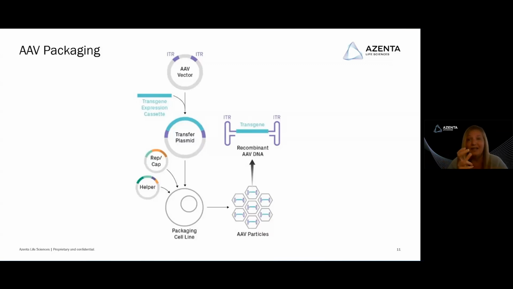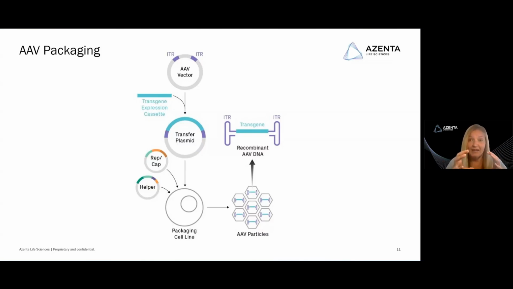Typically, this is a human cell line. It doesn't need to be, but it usually is. And then from there, we're going to harvest the AAV particles. These are going to be the packaged recombinant AAV. And again, within that is going to be that recombinant AAV DNA, which is that barbell with the transgene.